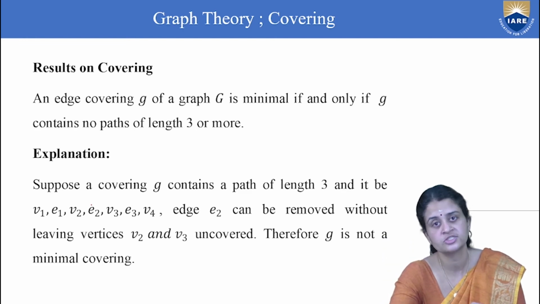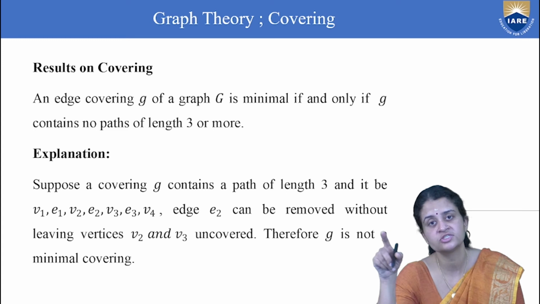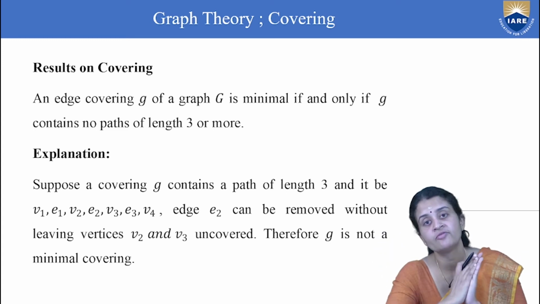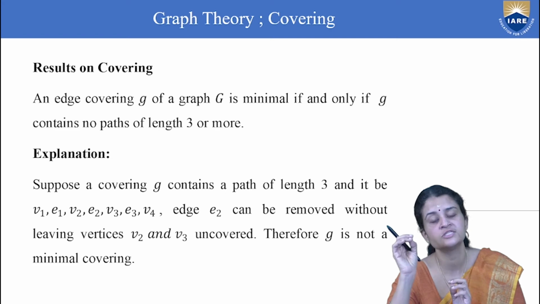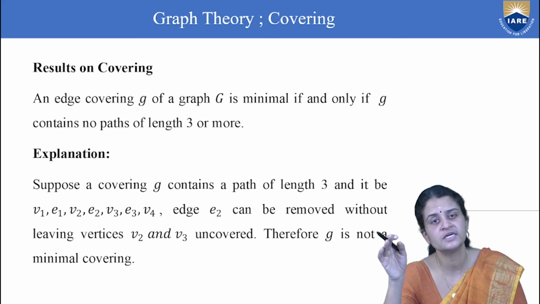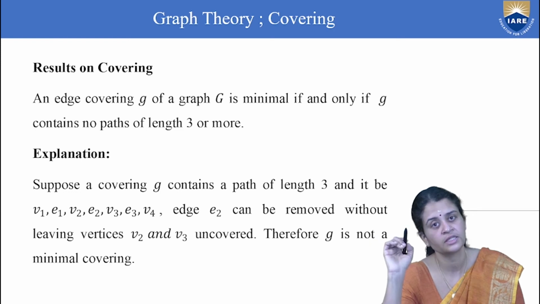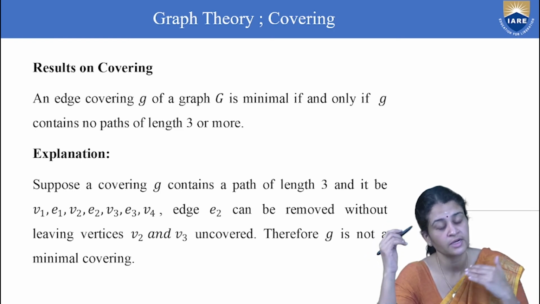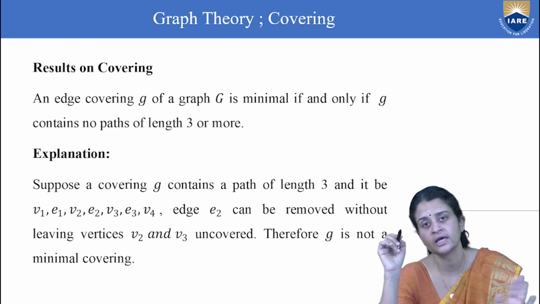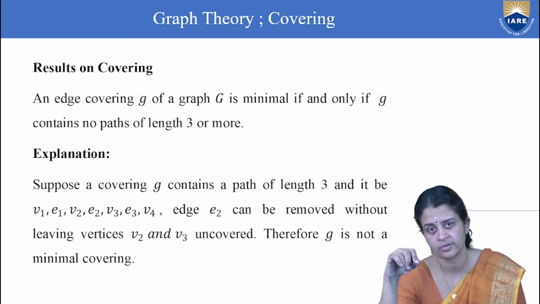Suppose this edge E2 is removed from that path. What does the covering condition mean? Every vertex should be the endpoint of at least one edge. If I remove this edge E2, does it affect the covering of the graph? No, because even if E2 is removed, V2 is adjacent with E1 and V3 is adjacent with E3. So it doesn't make the vertices V1, V2, V3 uncovered. Therefore, the G that we considered was not a minimal covering.